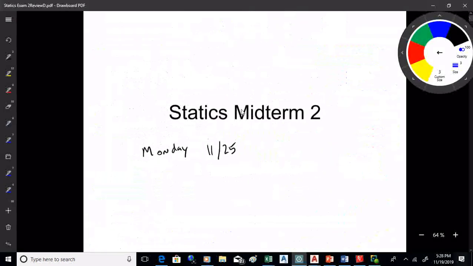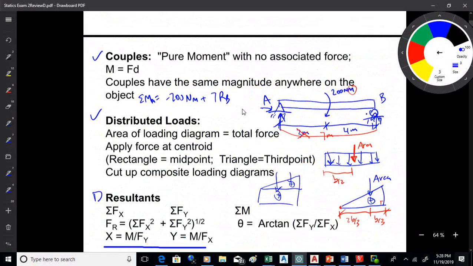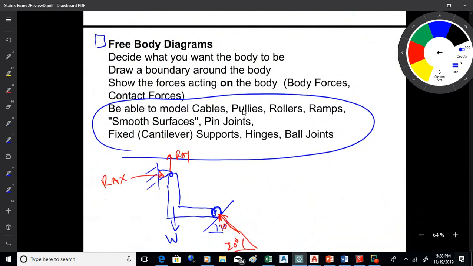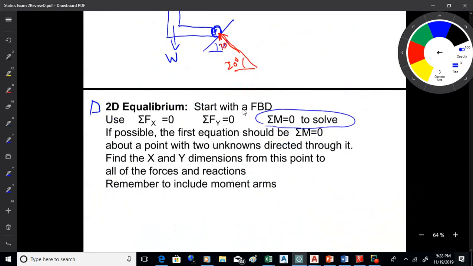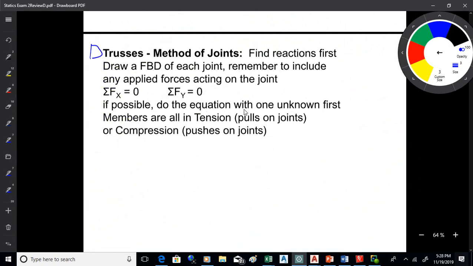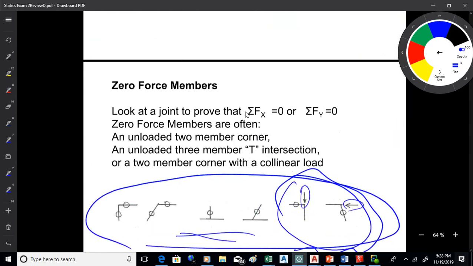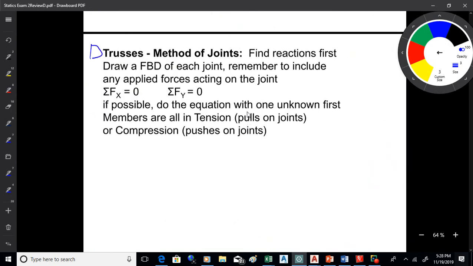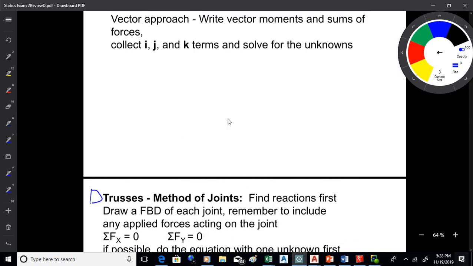So the main areas to focus on are the building blocks, the couple and distributed loads, then resultants. Free body diagrams, again, are a building block on equilibrium. 2D equilibrium, and then method of joints. Those are the main topics to really focus on. But of course, you want to cover all the different areas and review your homework and all that. And also do not make the mistake of just doing the test review and thinking that you're good to go. I can put different things on there that I wouldn't put on the review. So just review all the material to get ready.